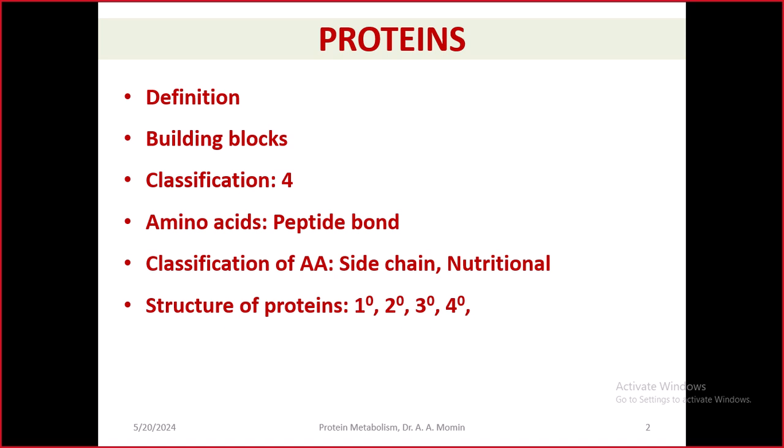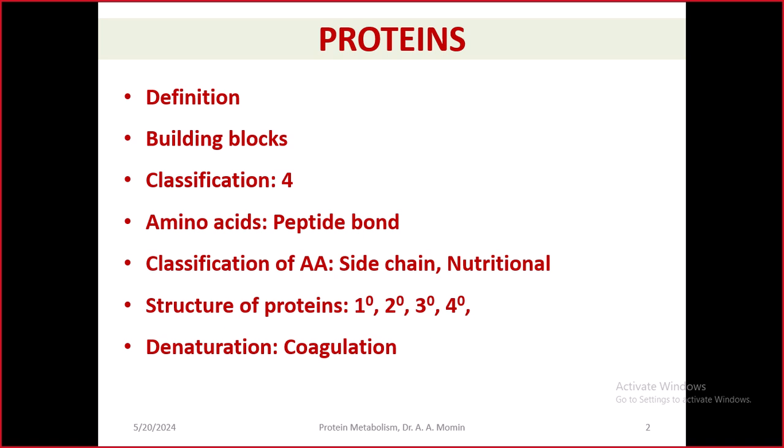The structure of proteins: proteins can be organized into primary, secondary, tertiary and quaternary structures, that you must know from protein chemistry. In the secondary structure, there is alpha helix and beta pleated sheet. Tertiary structure is a 3D structure, and quaternary structure is the combination of 2 or more tertiary units to form the quaternary structure.